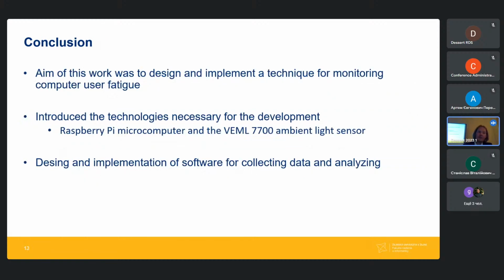In conclusion, the aim of this work was designing and implementing techniques for monitoring computer user fatigue. We introduced the technologies necessary for development: a Raspberry Pi microcomputer and an ambient light sensor, and designed and implemented software for collecting data and analyzing the computer user's blinking.